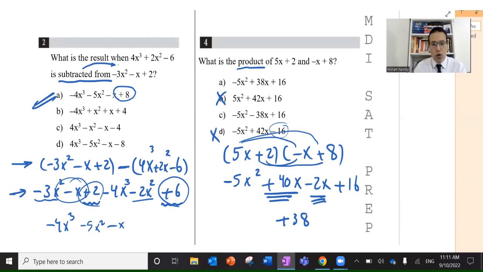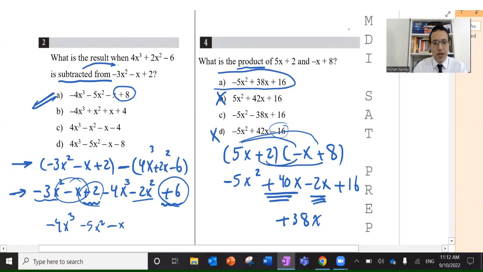Right? So I think I have it. So positive 38x, as we can see, the right answer is A.